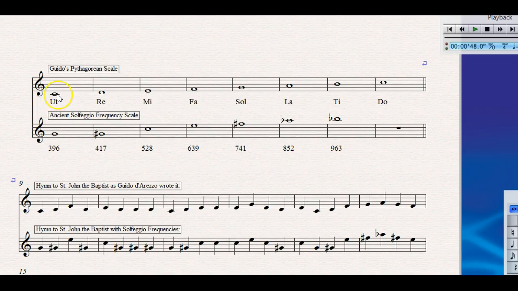Okay, first of all, I'm going to play this scale, and it works best if I just click on it and it just plays it. So here we go. This is the modern equal tempered scale, which again is going to sound really close to the scale that Guido would have used.